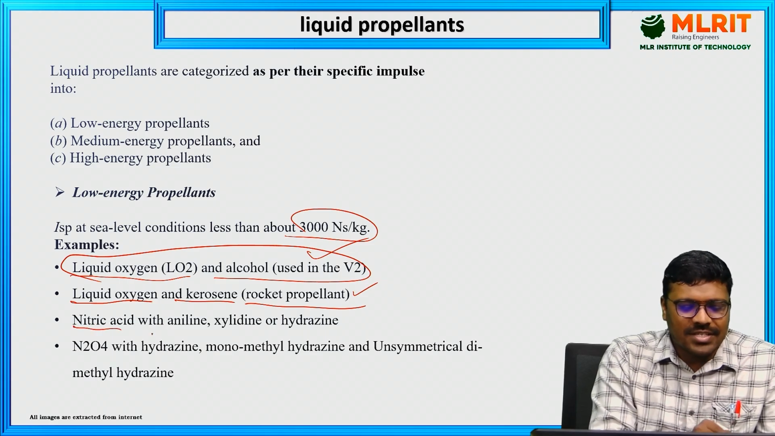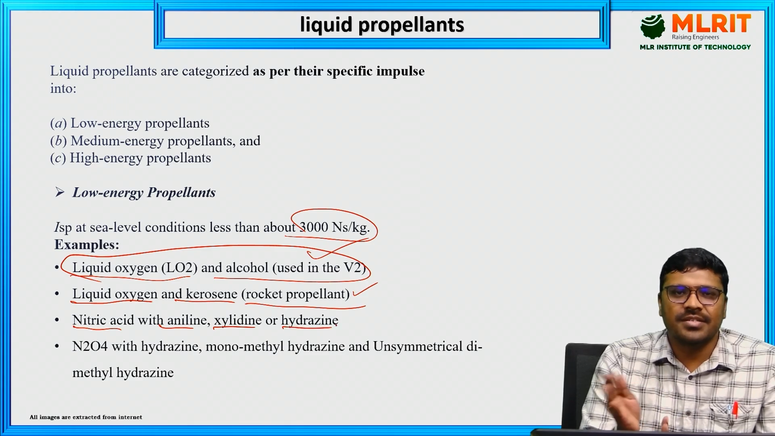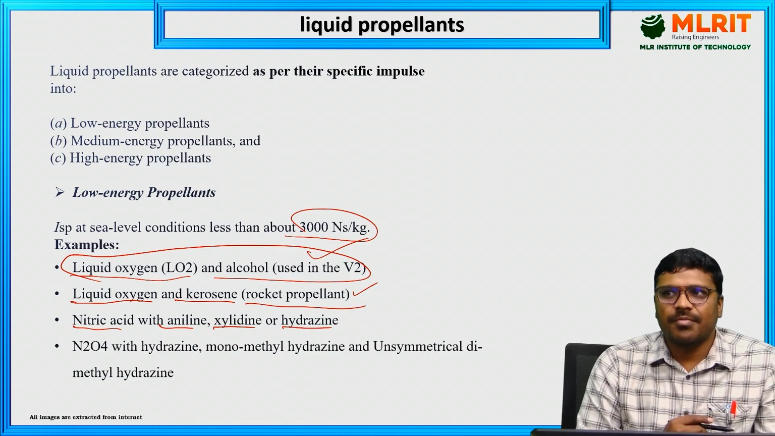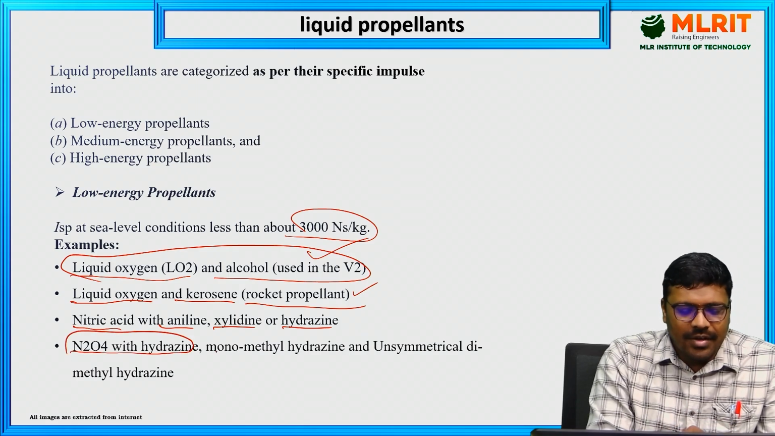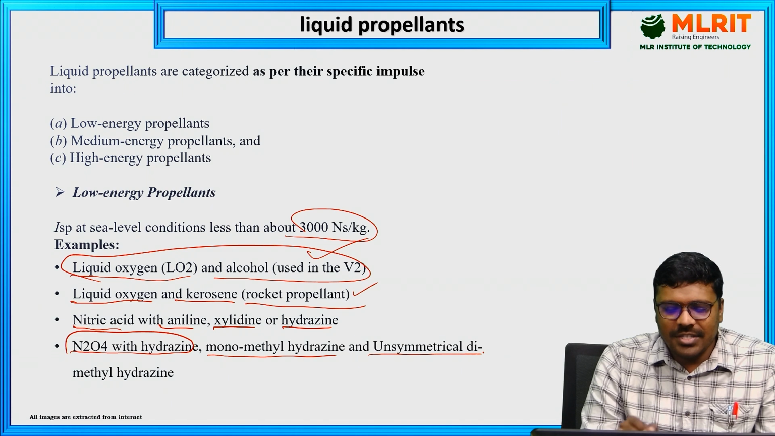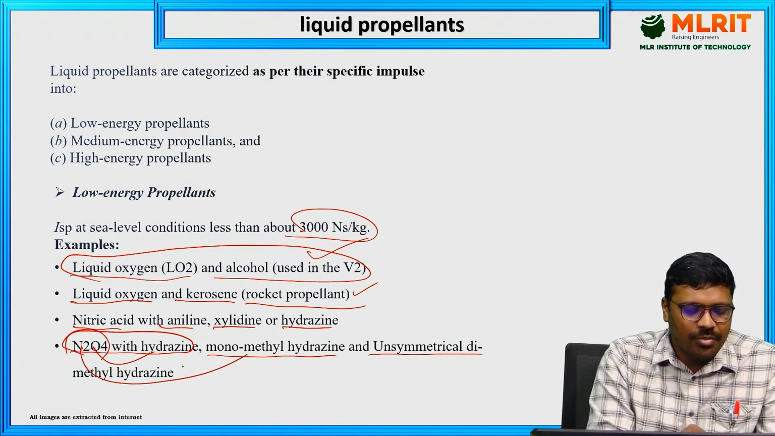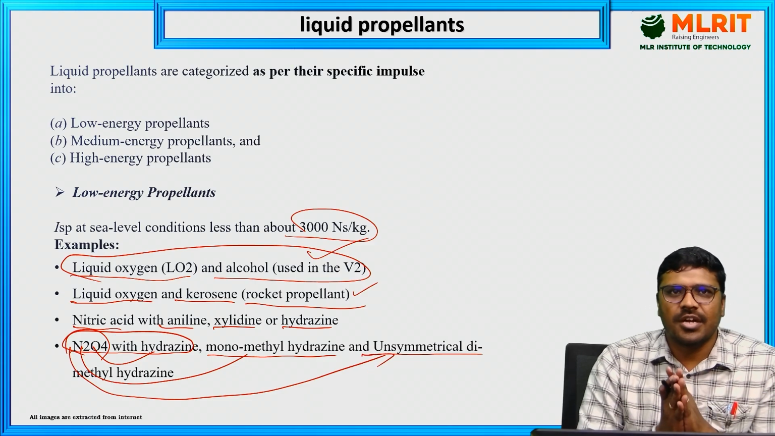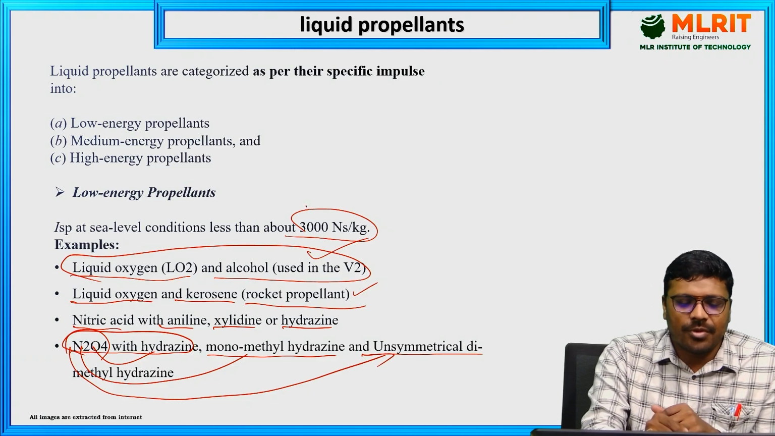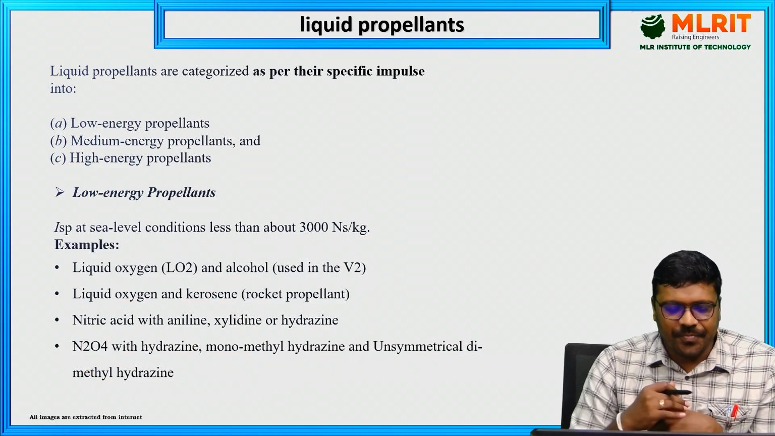And nitric acid with aniline, nitric acid with xylidine, and nitric acid with hydrogen. All these combinations are also considered low energy propellants. Next, N2O4 with hydrazine, monomethyl hydrazine, and unsymmetrical dimethyl hydrazine. All these combinations also come under low energy propellants, which will produce a specific impulse less than 3000 Newton second per kg.